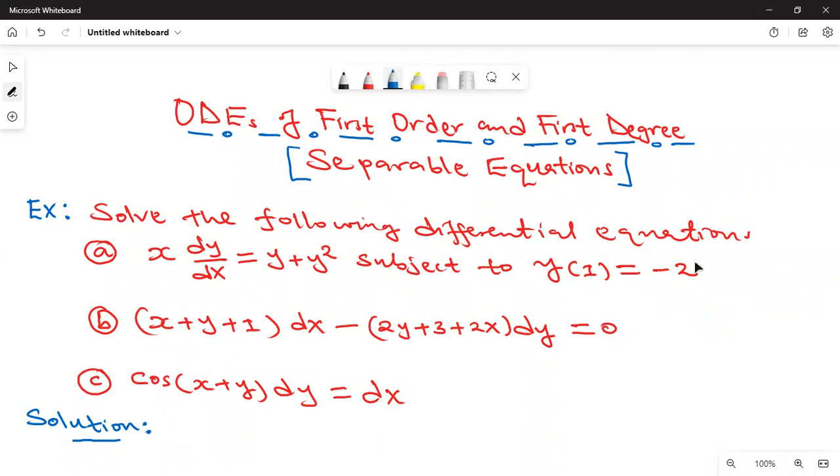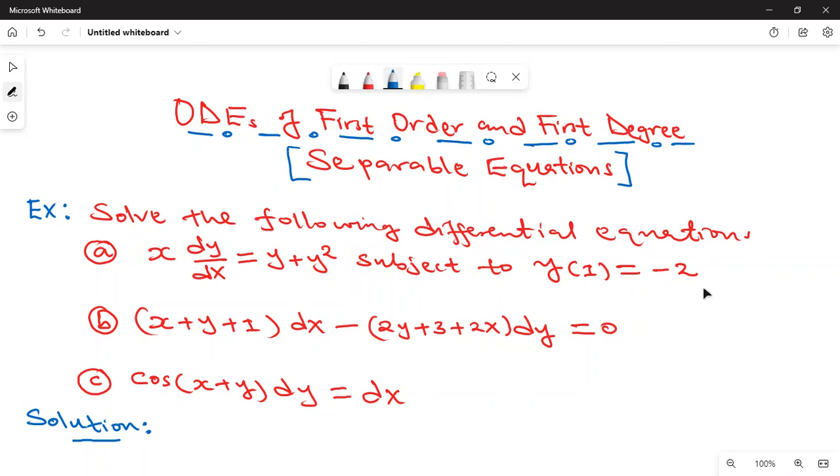Today we are going to look at how to solve ODEs of the first order and first degree, and in particular, we're going to look at separable ODEs. Now we are given three questions to solve. The first one is x dy over dx is equal to y plus y squared, and the condition is that y when x is 1 is equal to -2.